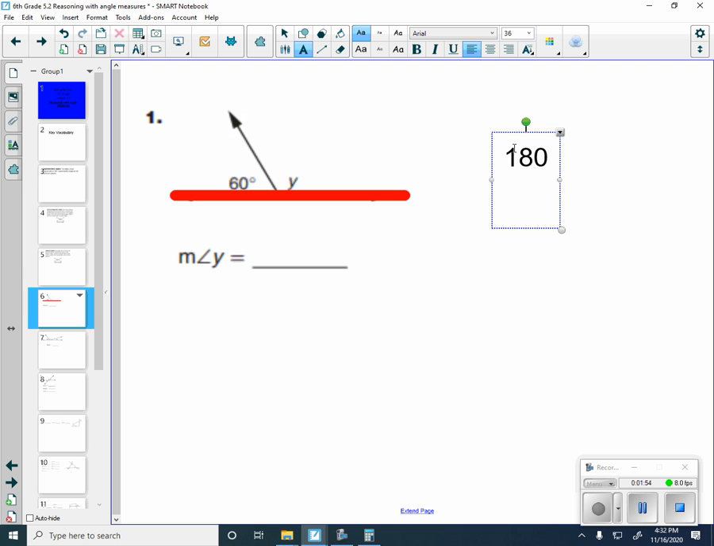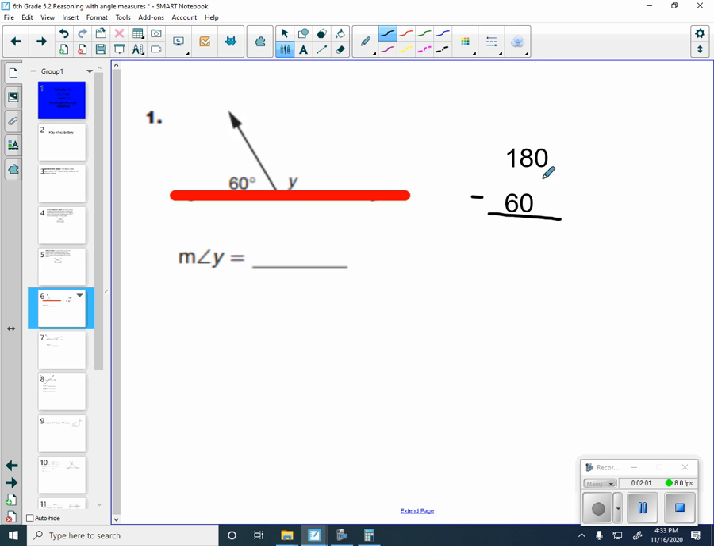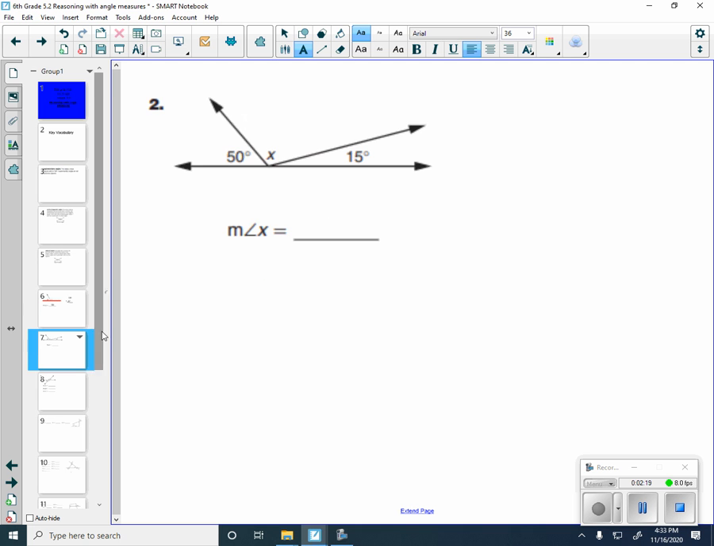If we know 60 of these degrees, we're simply going to subtract 180 minus 60. Okay, I guess I'll have to work that out. 180 minus 60 equals 120. Y would be 120. If you think about it, 60 plus 120 equals 180, which would be a straight line. So y is 120.